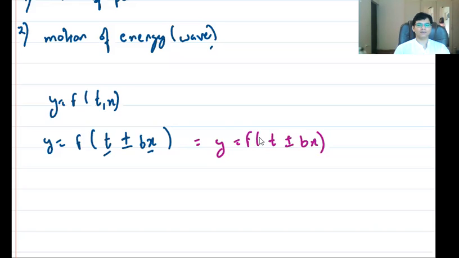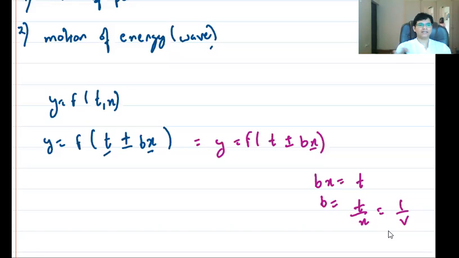We know that x is distance. I hope all of you know the concept of unit and dimension. So dimension should be the same. The dimension of bx should be equal to time. So b should be time by distance, yes or no? This seems like 1 by v, 1 by velocity.